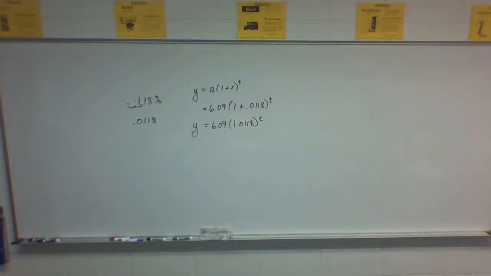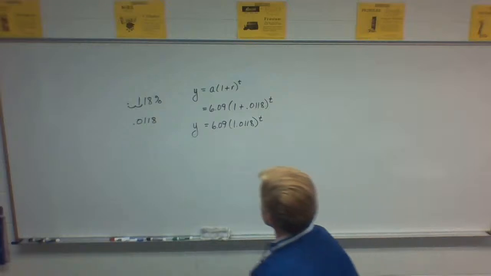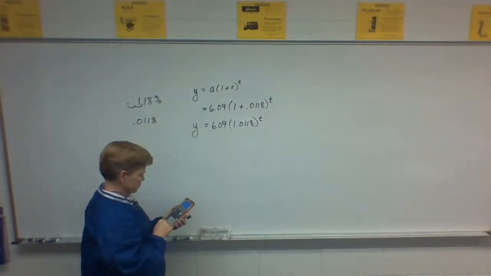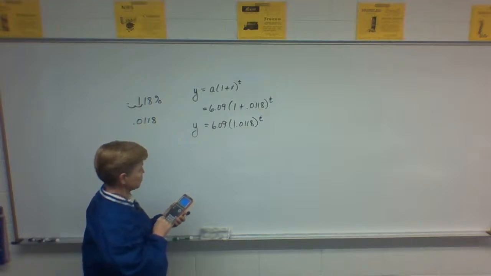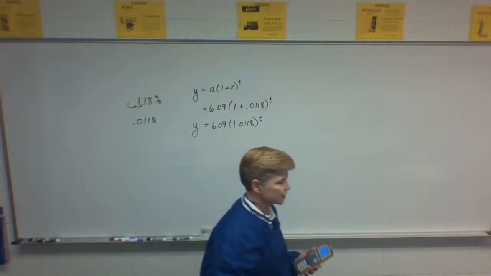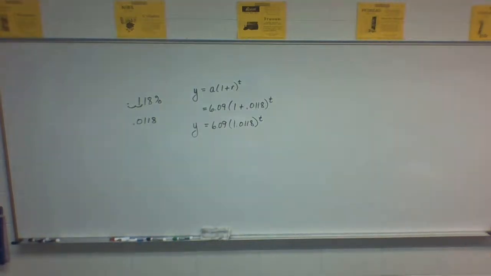So now we'll just go to our home screen on our calculator. You could graph it, but there's no need. Just plunk this in and raise it to the 5th. 6.09 parentheses 1.0118 closing parenthesis to the 5th. It looks like 6.46 billion about. Okay.